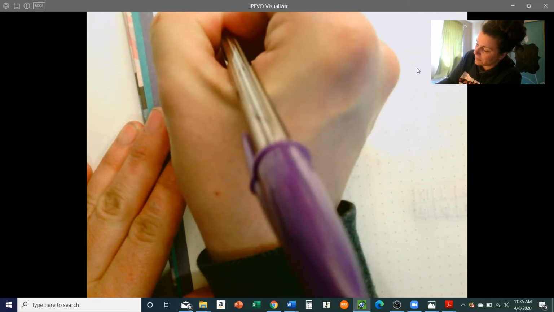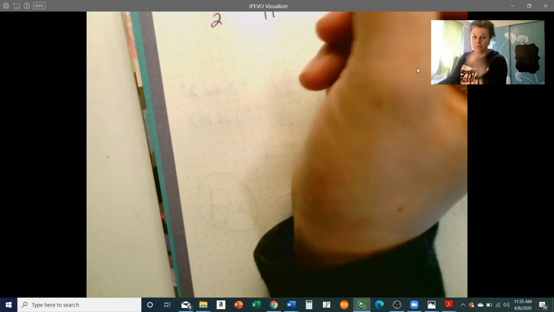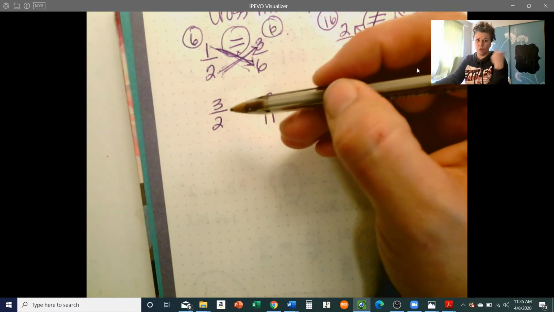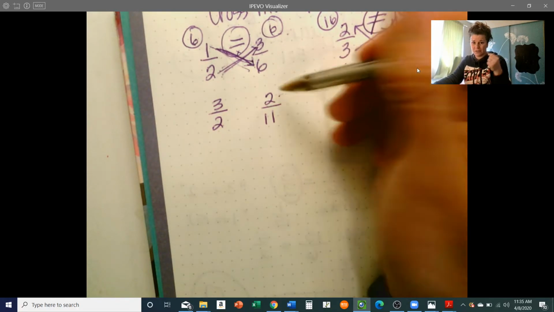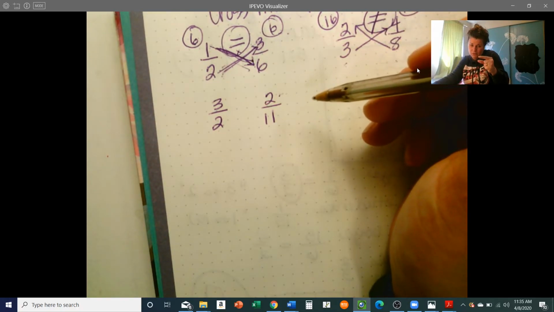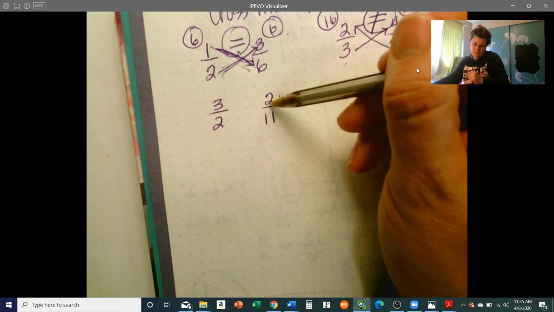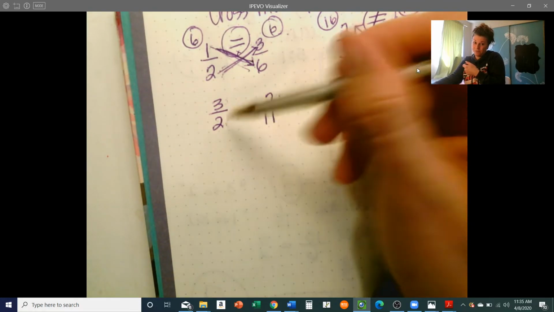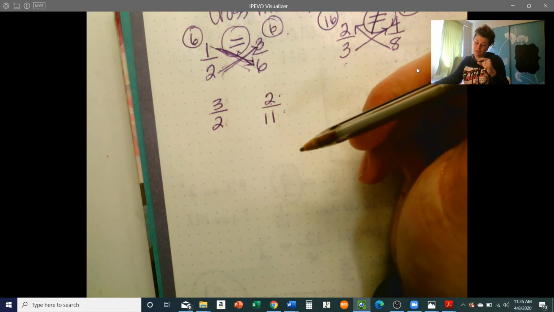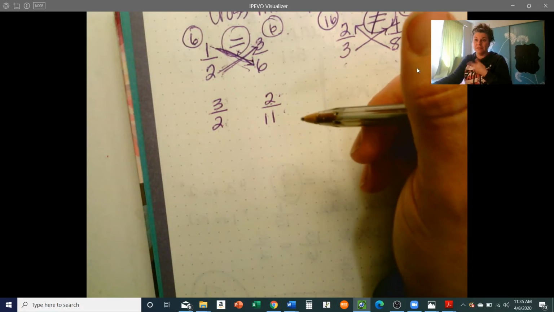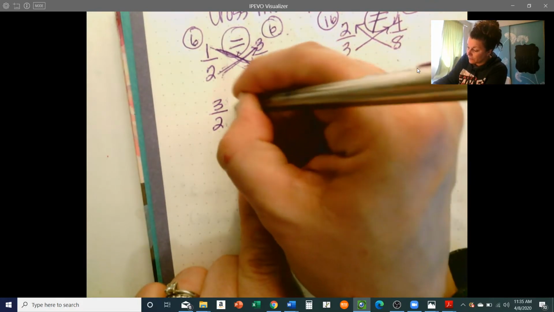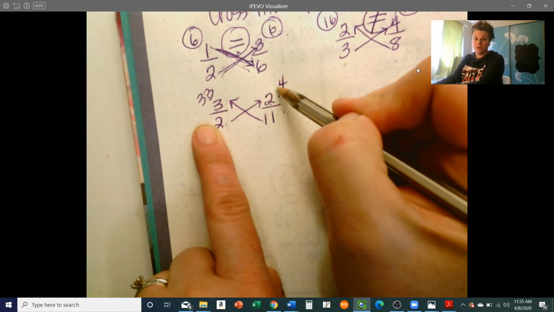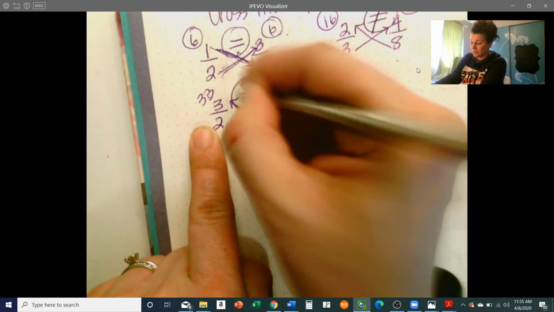Now sometimes you can use those brains of yours, and I can look at this and say 3/2 is more than a whole, and 2/11 is a small amount of a whole. So they're not going to be equal. There's no way. That doesn't make any sense. However, you can still use the rule. That's the nice thing, is you can always test it. So I do 3 times 11 is 33, and 2 times 2 is 4. 33 and 4 are not the same, so these are not equal.